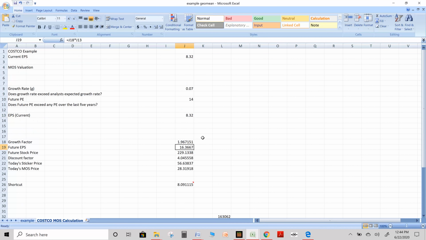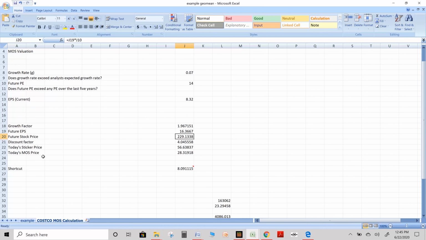Okay, so what I really want to figure out is what's my future stock price? So in order to get the future stock price, I'll take my future earnings and multiply it by my future PE ratio, which is right here. So as you can see here, future stock price, $229.13, J19 times J10, so that's future earnings per share times the future PE value. That's simple. Okay, but now I've got to bring that back to today.